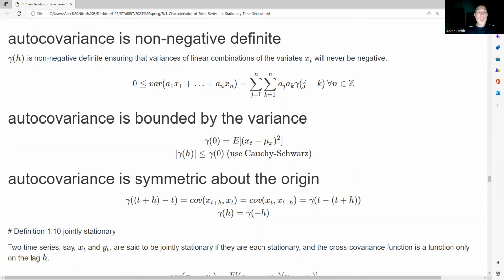All right, so if I take gamma of t plus h minus t, so that's my covariance here, the covariance expected value can be reversed and it doesn't change the value. So I can take this, change the order, and now I realize that I have t minus t plus h. Doing some simple simplification, boom, we see that it's symmetric about the origin.